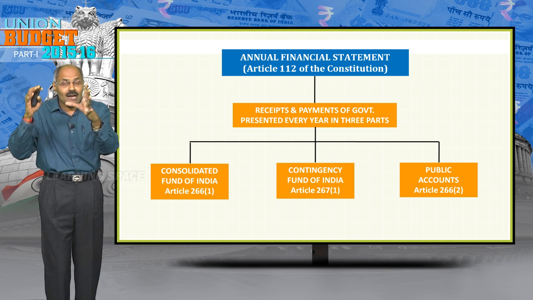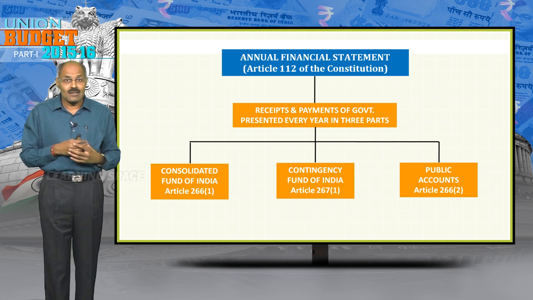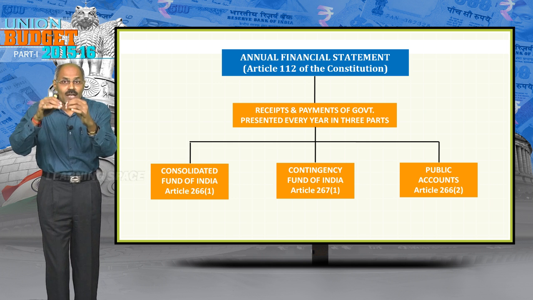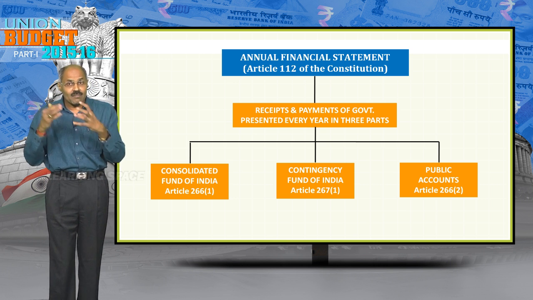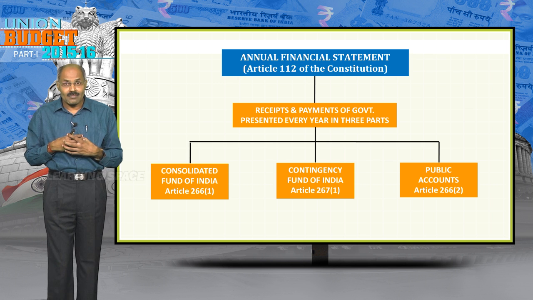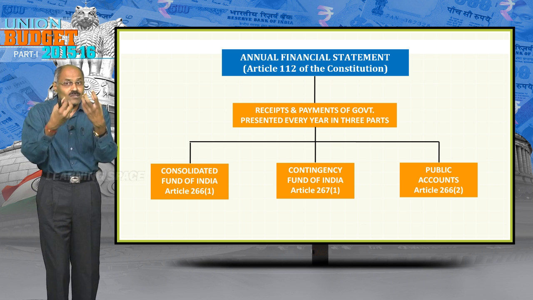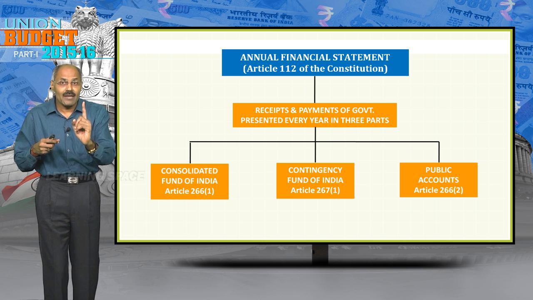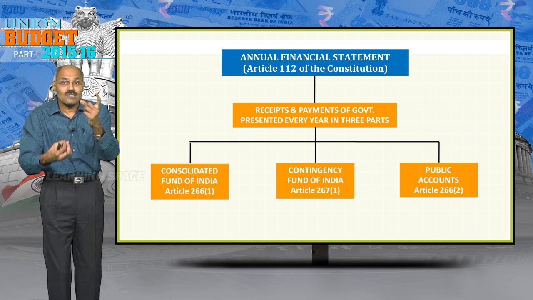But remember, these accounts are maintained under 3 heads. First one is Consolidated Fund of India. Whatever taxes we are paying, all will be deposited into Consolidated Fund of India. And without the Parliament's approval, you cannot withdraw money from Consolidated Fund of India. That means it is to be approved by Lok Sabha, Rajya Sabha and signed by the President. Then only you can withdraw money from Consolidated Fund of India.